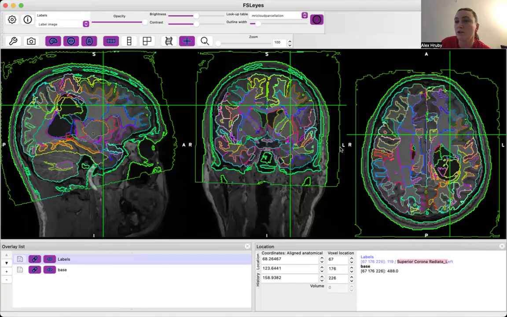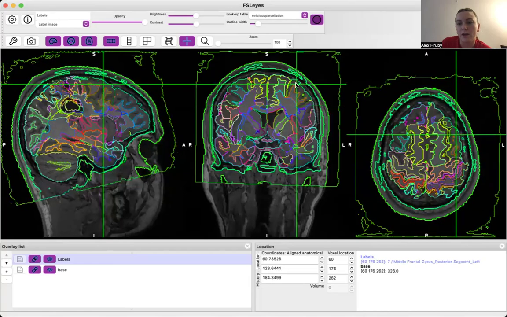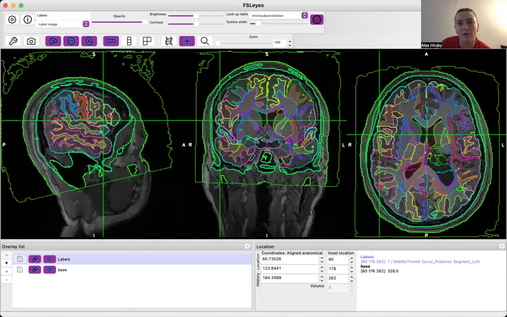And you can see that even though it's on the right, it is the left. That's just radiographic convention. So left hemisphere is on the right side of the screen, right hemisphere is on the left side of the screen. But yeah, I can click around. I can see this is the middle frontal gyrus. Over here, the precentral gyrus that we know is the motor cortex on the right is down here.